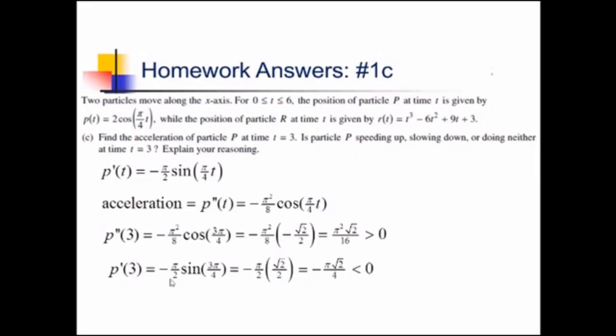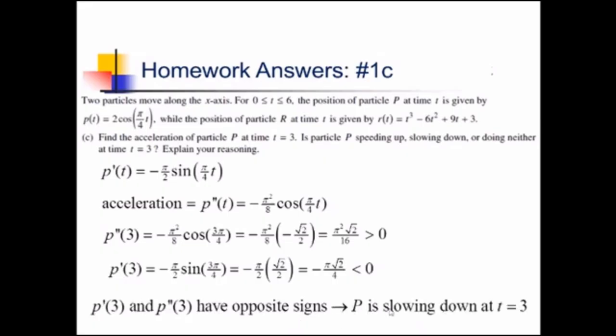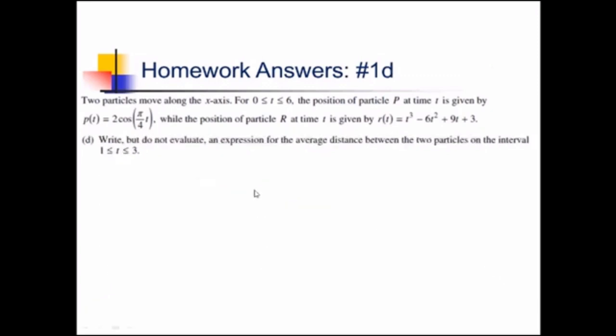So we notice here that p prime of 3 and p double prime of 3 have opposite signs. What that means is that your velocity and acceleration are working against each other, and your particle p is slowing down at time 3.